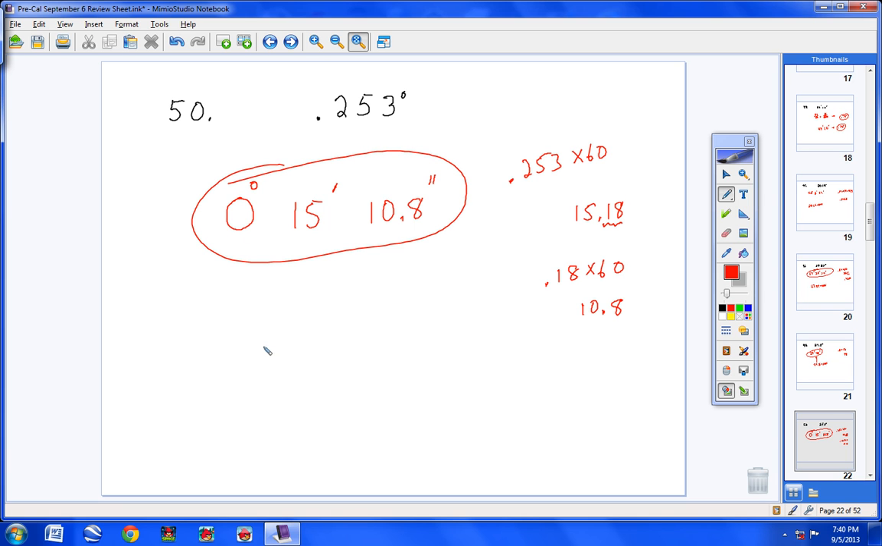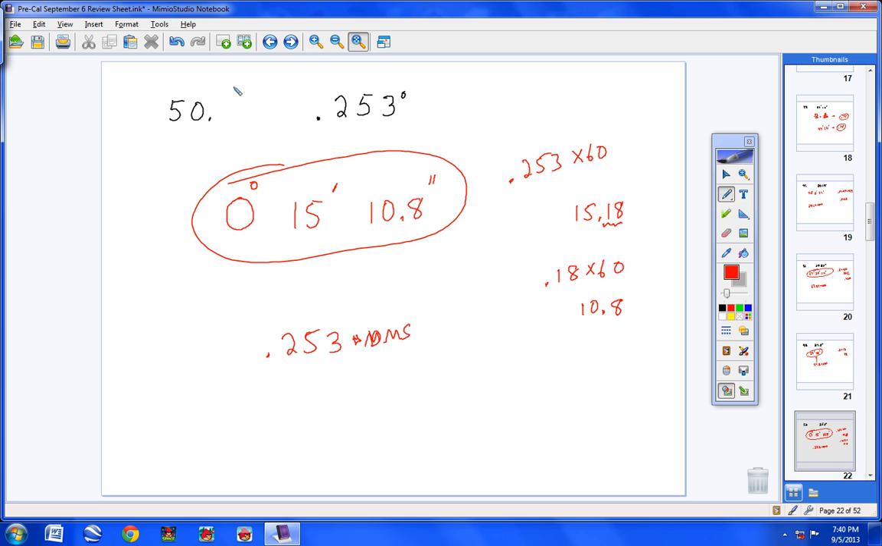Now, another way to do it is simply to take 0.253, type that into your calculator, and then hit second apps option 4, and when you do, this will pop up. DMS, hit enter, and you should get the exact same answer.